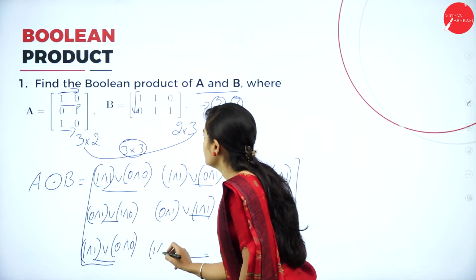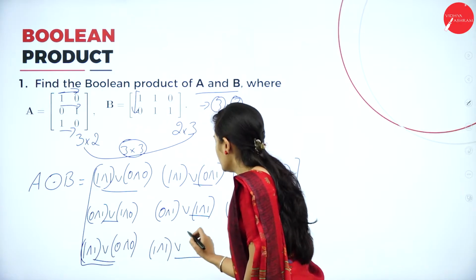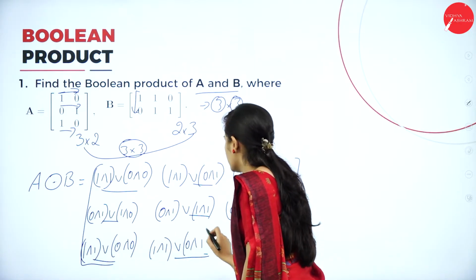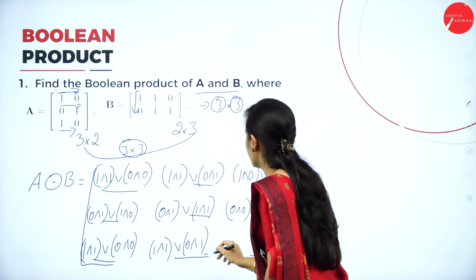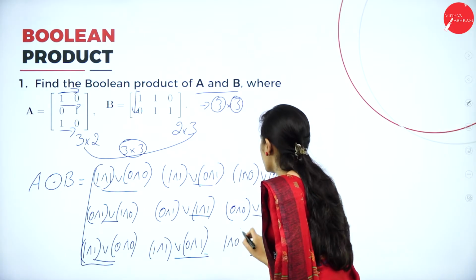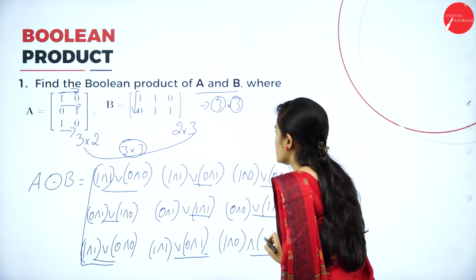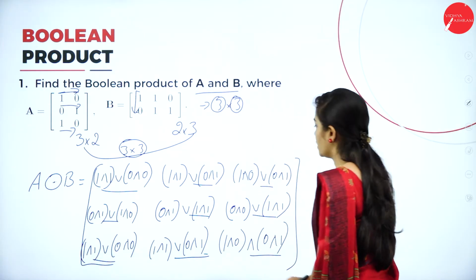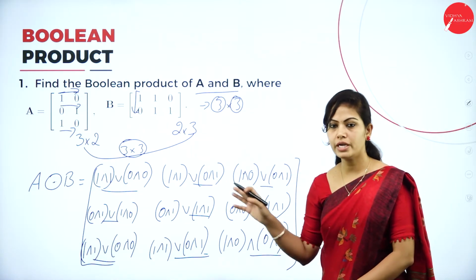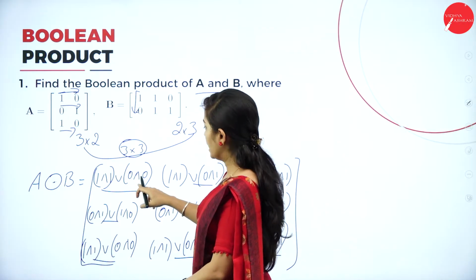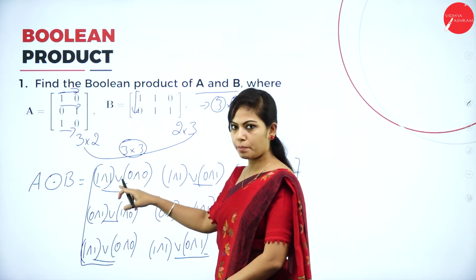Next, 1 and 1 or 0 and 1. And 1 and 0, 0 and 1. 1 and 0 or 0 and 1. So first write this properly. So easily you can find the Boolean products. Here I have the OR operator.